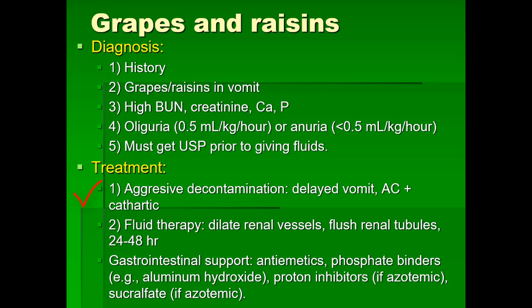The treatment includes aggressive decontamination. If the dog has not vomited and there is a history of exposure, you want to induce emesis and follow it with activated charcoal and a cathartic. You can suggest the owner hospitalize the animal for a couple of days and initiate IV fluids to protect those kidneys. And if the animal is showing any GI signs, you may want to support that.